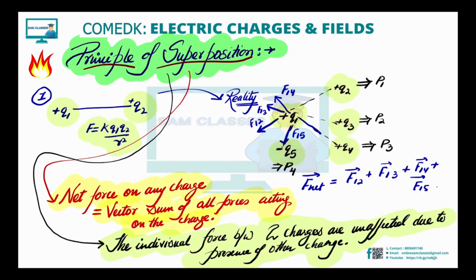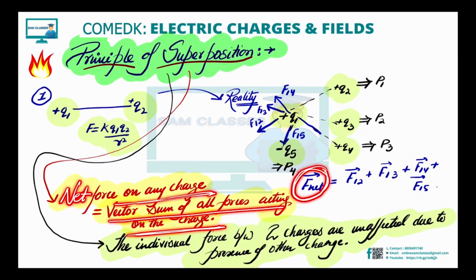So according to the principle of superposition, what does it say? That the net force on any charge is equal to the vector sum of all the forces acting on the charge. It means if you want to find F net, or the total force, you just add up all the forces in vector form. Why are we saying vector form? Because it helps us in deciding the directions.